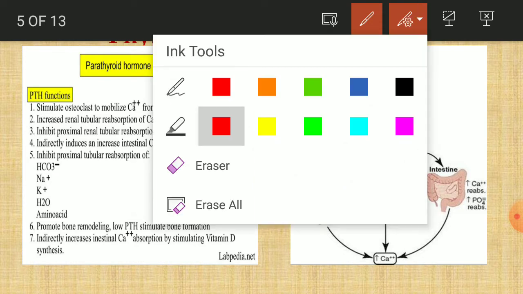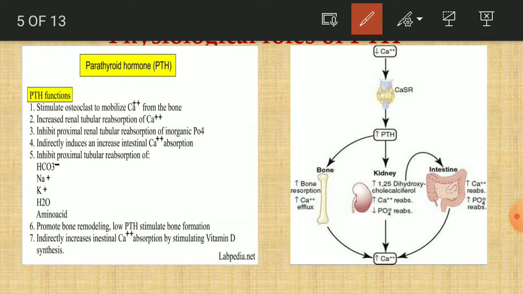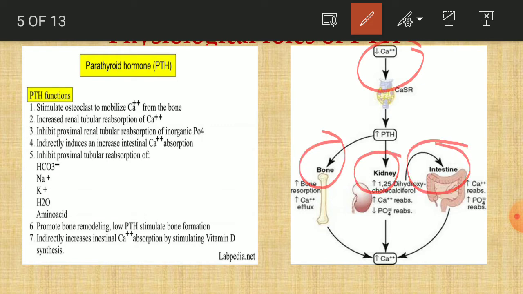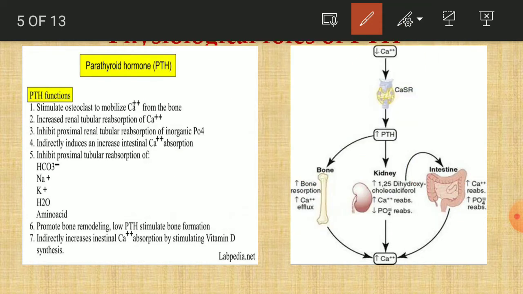But all these functions can be and should be discussed under three distinct headings on the basis of different target organs. So whenever there occurs release of PTH hormone stimulated by low ionized calcium level of the blood, the hormone exerts its action on three different target organs: bone, kidney and intestine. So let us have an idea how it exerts its action and what is the actual action on three different target tissues. So let us discuss one by one.